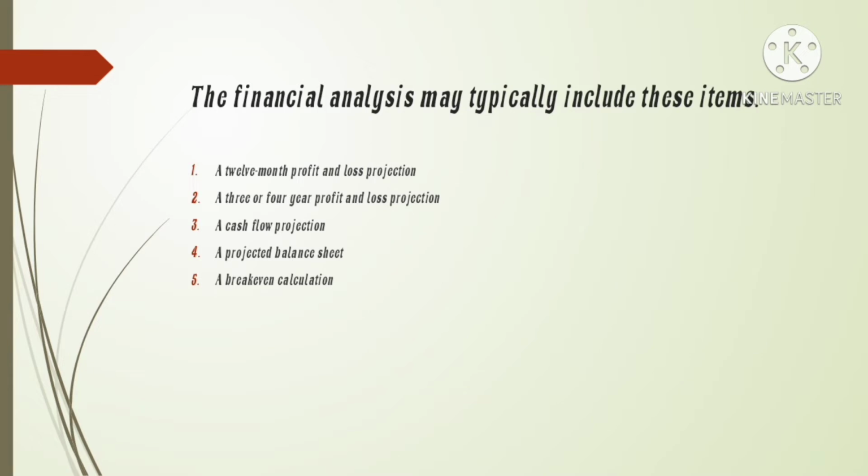Number 1, a 12-month profit and loss projection. Number 2, a 3 or 4-year profit and loss projection. Number 3, a cash flow projection. Number 4, a projected balance sheet. Number 5, a break-even calculation.